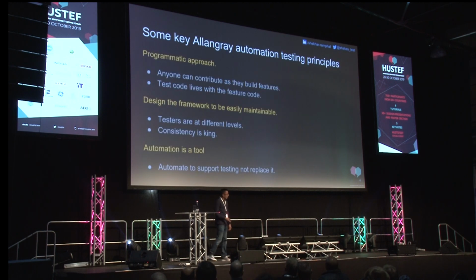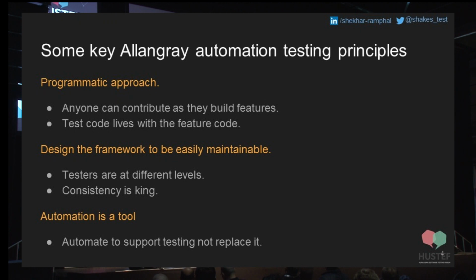Cool. Yeah, so some of the key automation principles that we set up at Allen Gray are some of the things I want to touch on. The main thing that we do is a very programmatic approach. All of our automation is not based on tools like Postman or things like that.